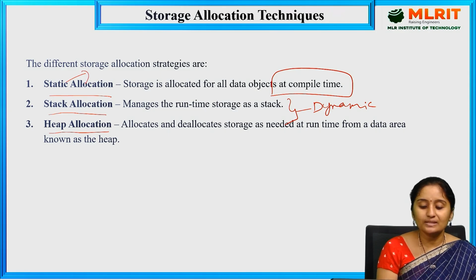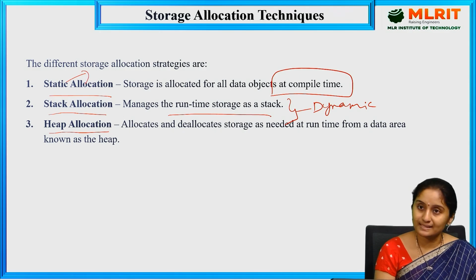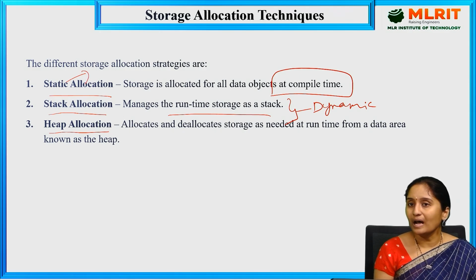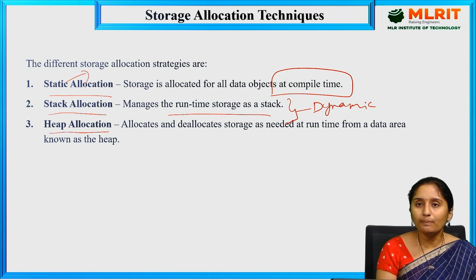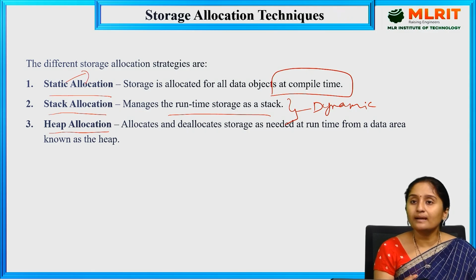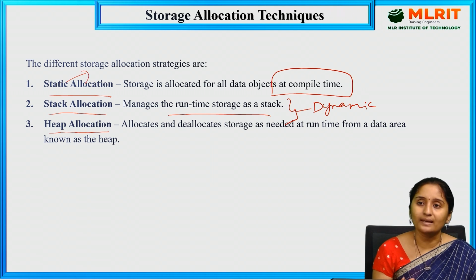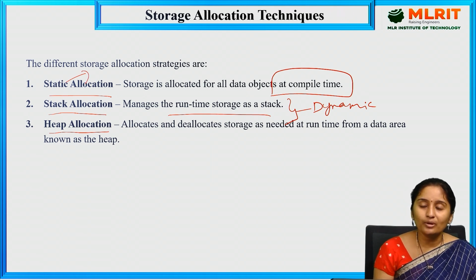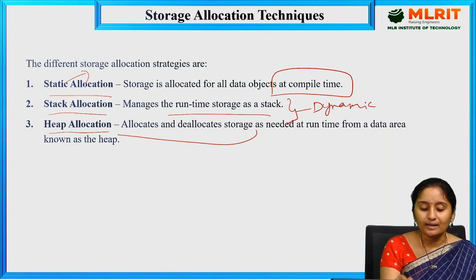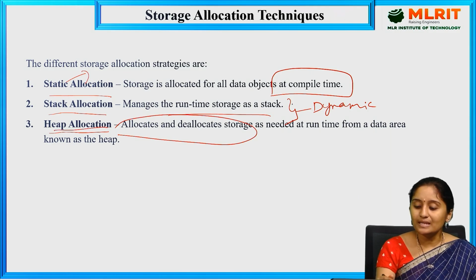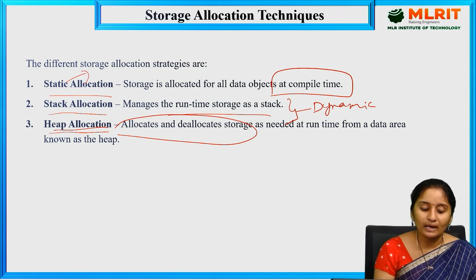Stack allocation manages the runtime storage as a stack. Whenever I call a function, then we are going to allot the memory for it. Heap allocation is mainly used for dynamic memory allocations like malloc, calloc, or realloc. The memory will be allocated, and with realloc, if I am again in need of memory, I can increase the size of it, and I can also free the memory. All these things are done in heap allocation. So these two, stack and heap allocations, are used in dynamic memory allocation. The static allocation is done at compile time.